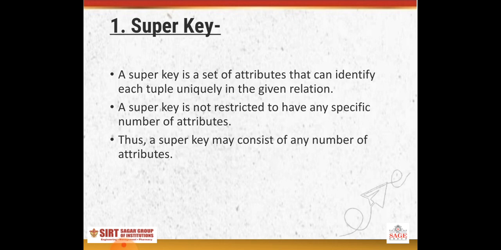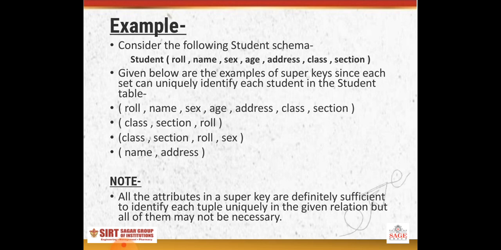First, super key. Super key is the set of all possible keys present in a relation. A super key is a set of attributes that can identify each tuple uniquely in a given relation. A super key is not restricted to have any specific number of attributes, thus a super key may consist of any number of attributes. For example, consider the following schema. Here, student is a schema. Roll number, name, age, sex, address, class, and section are the attributes of the schema.